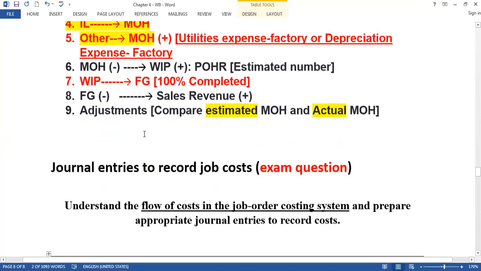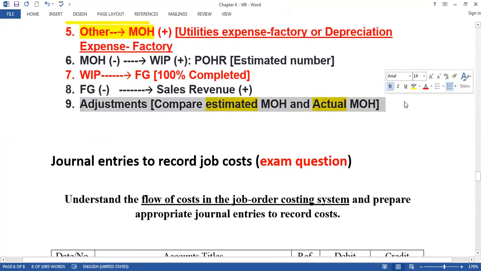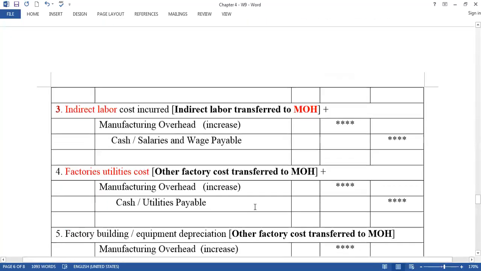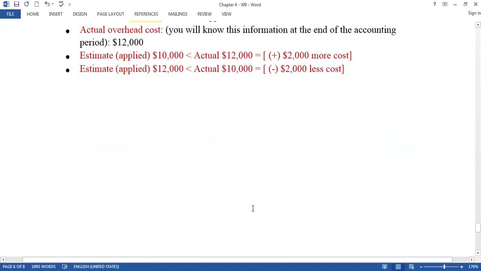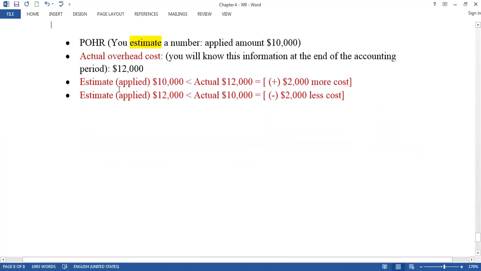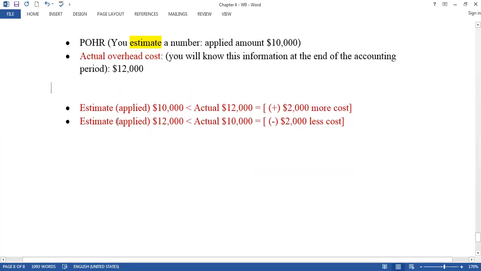So finally we are here. We need some adjustment. Which kind of adjustment do we need? We are going to compare our estimated manufacturing overhead and our actual manufacturing overhead. Okay, so look at the example first. Look at the last two numbers here.